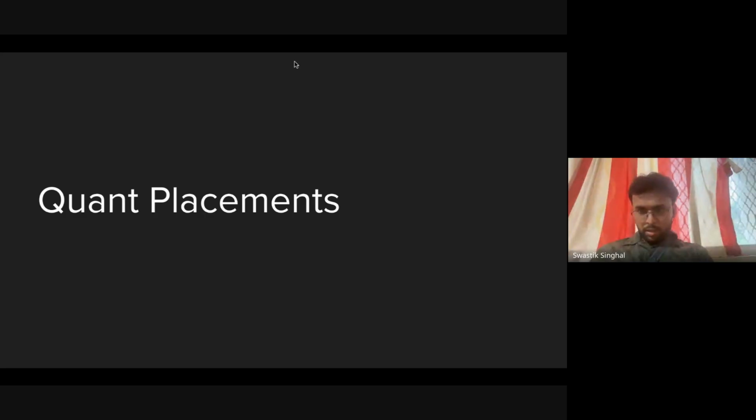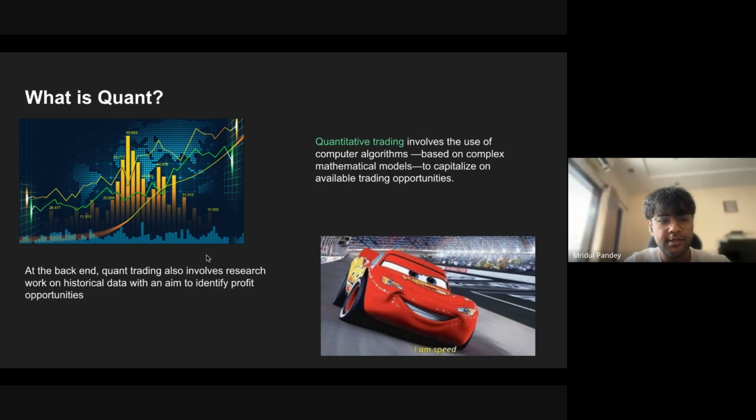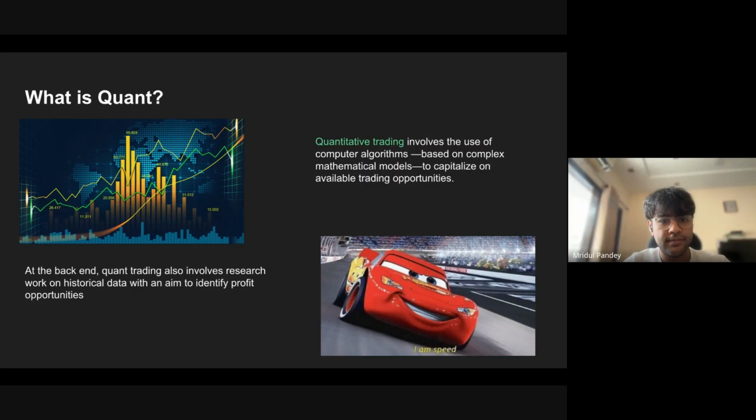We can start with the presentation. So hi guys, welcome to the session. Today we'll discuss some tips that helped us and we'll share our experiences. So let's start with quants. Next slide. Let's say what quant is like.